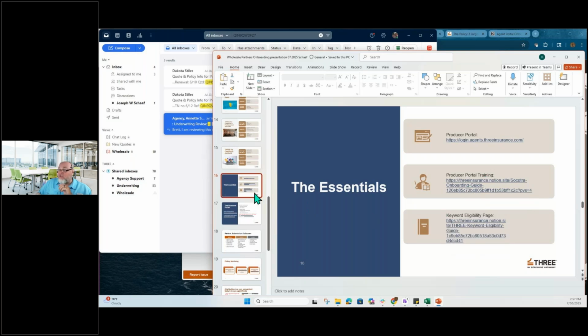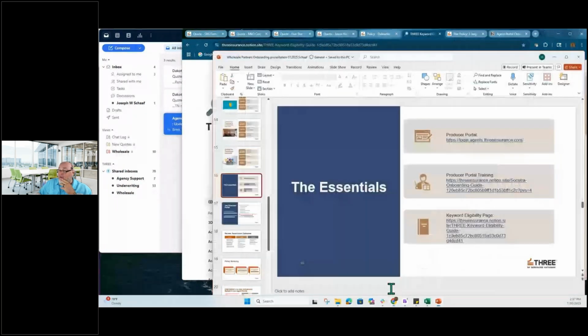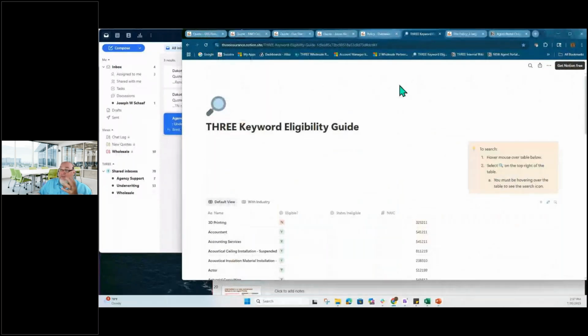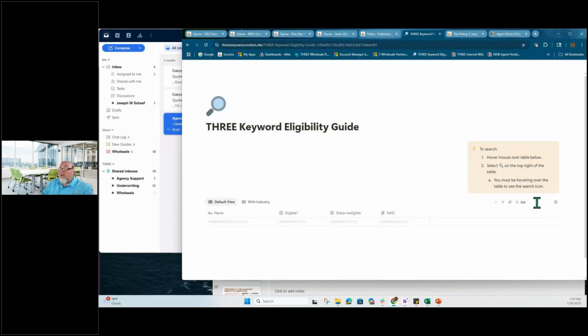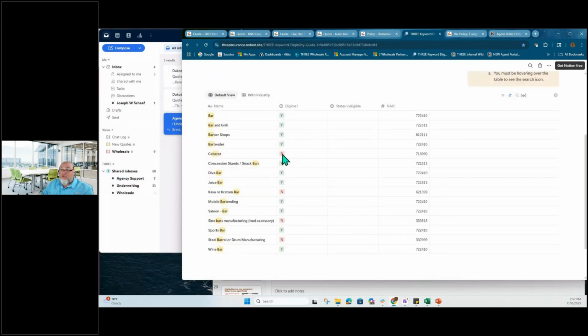One other thing I was going to show you, this keyword eligibility page. When you click on the link right here in our presentation that I'm going to give you, it brings you to this screen. Here's where you do a search to see if we cover a category or not. Disregard that search button up there. I don't know why we have that still, but it doesn't work. Put your search down here, and let's just say bar. It's going to show you the different types of bar scenarios that are eligible or not eligible, depending on.